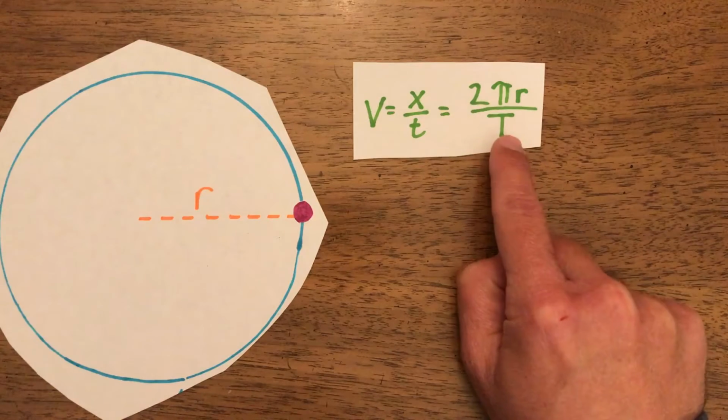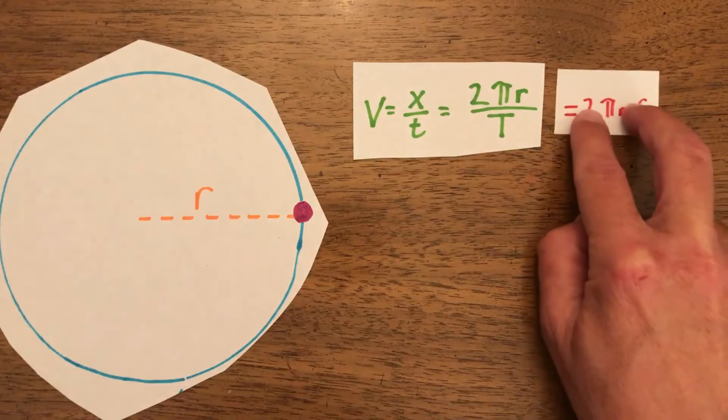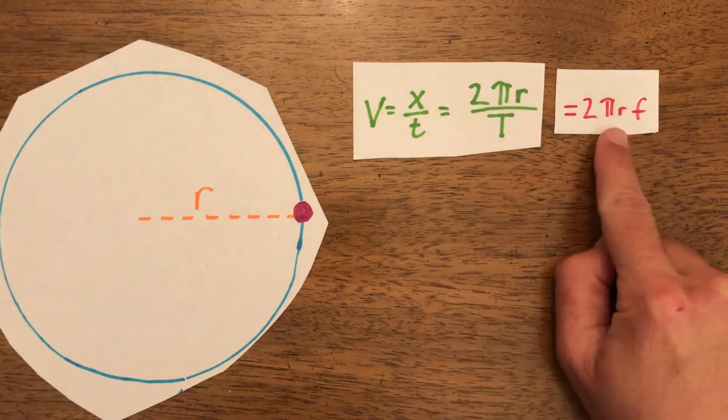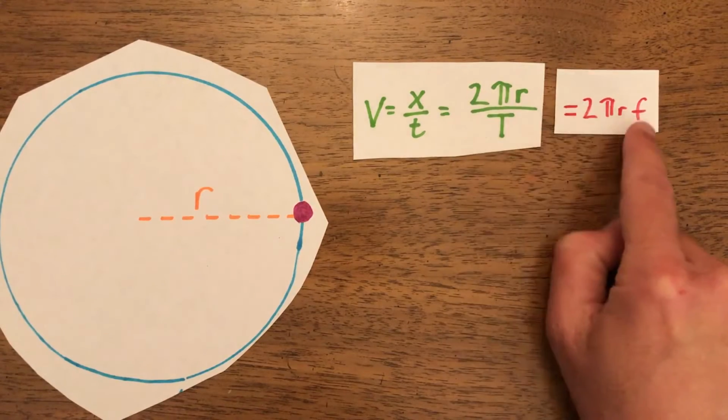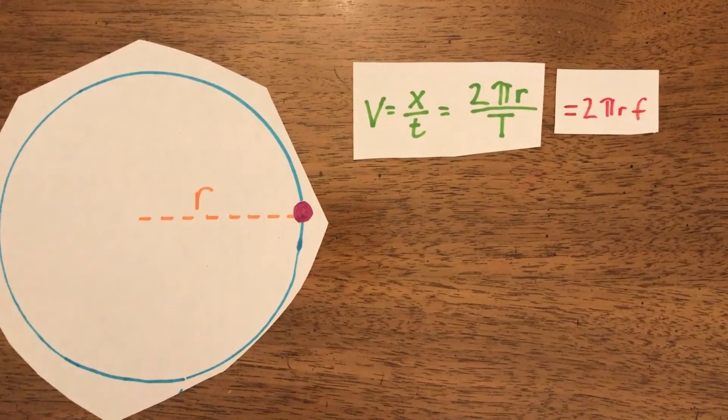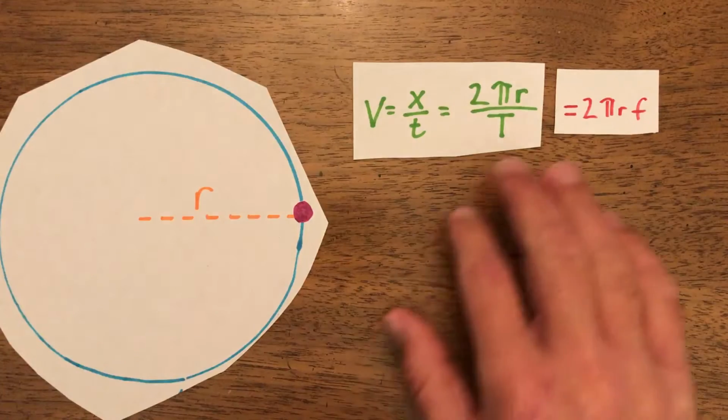By the way, dividing by the period is the same thing as multiplying by the frequency. So you don't see this used nearly as much, but it's the same thing. 2 pi r times the frequency is the same as 2 pi r divided by the period.